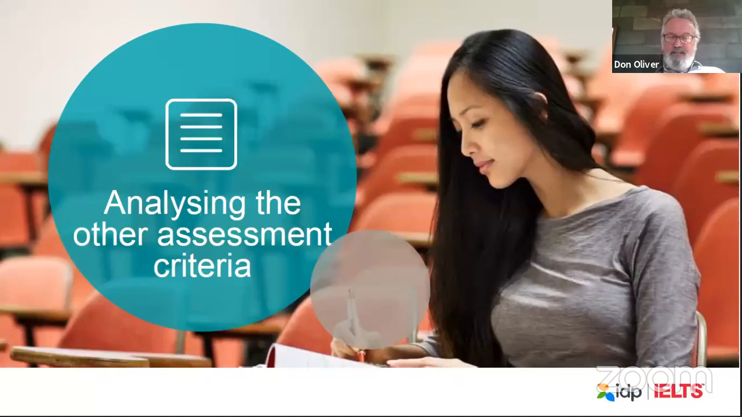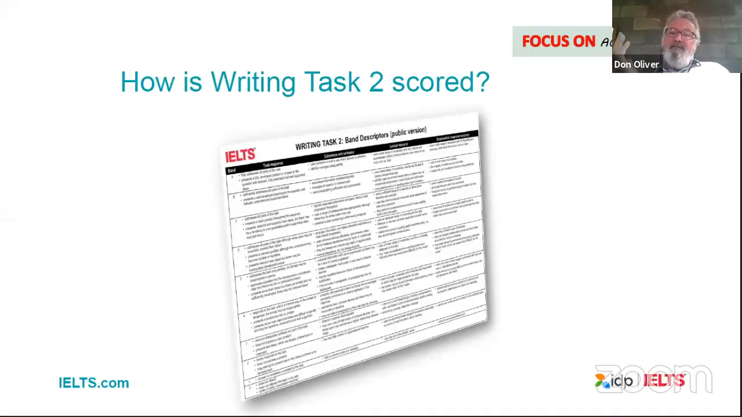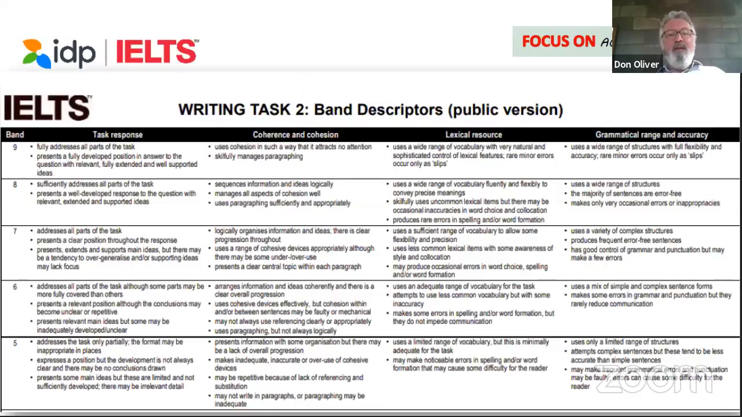Let's look at the other assessment criteria now. And the other assessment criteria, I think you probably know very well. They are the same for academic and general training, task 1 and 2. They are coherence and cohesion. They are lexical resource. They are grammatical range and accuracy. Let's look at each of these in turn and try and work out what they mean. What, for example, is coherence and cohesion?